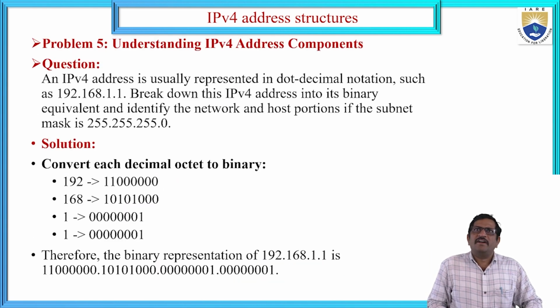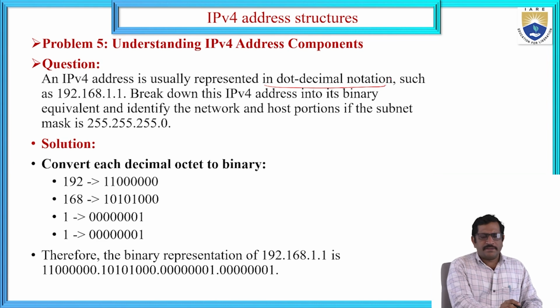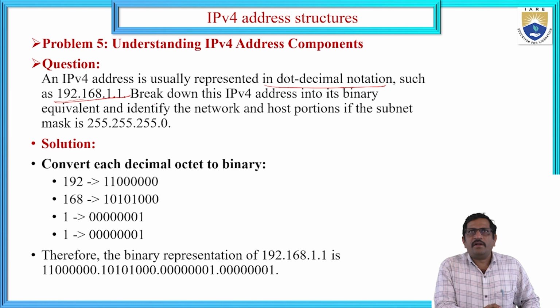Problem 5. Understanding the IPv4 address components. The problem is, an IPv4 address is usually represented in dotted decimal format, such as 192.168.1.1. So it is dotted decimal. In the dotted decimal, it can be represented. So these are the dotted decimals.